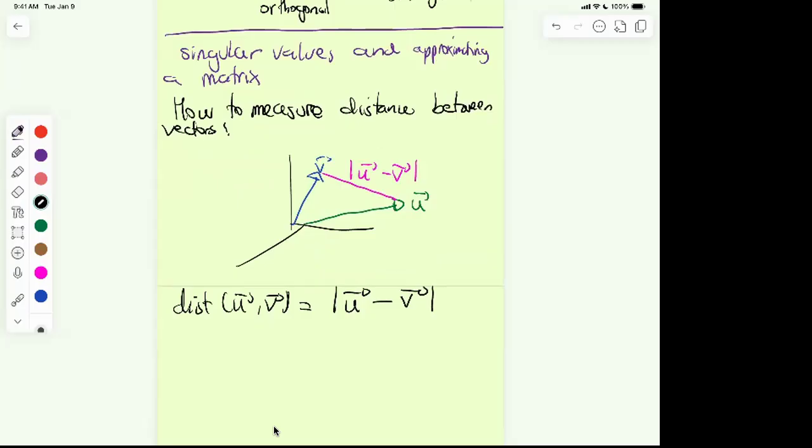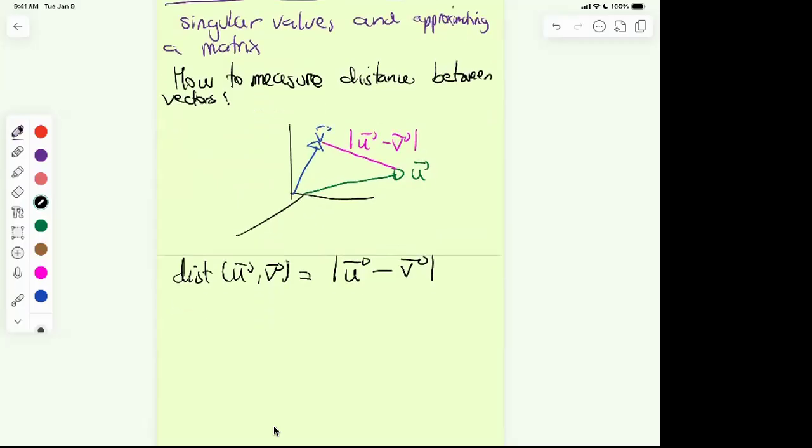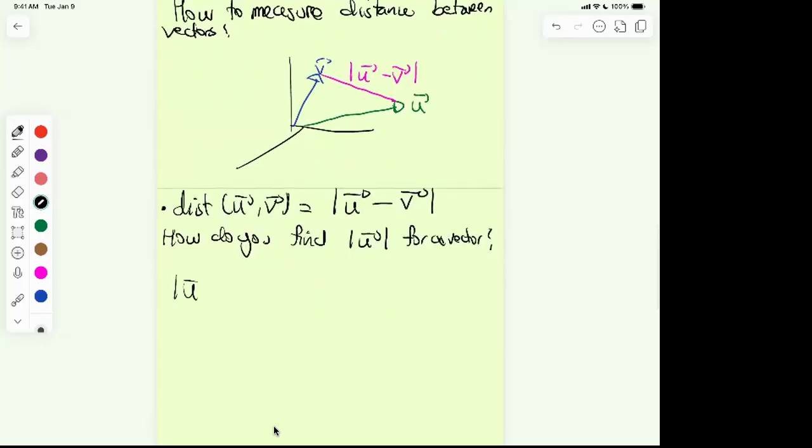Reasonable. Okay, and then you ask, how do you find that? Now I'm bringing the question a step further. You could ask, how do you find the norm or the magnitude of a vector? Which seems silly because you can apply Pythagoras' theorem or whatever. But actually, there is a more clever way to think about it.